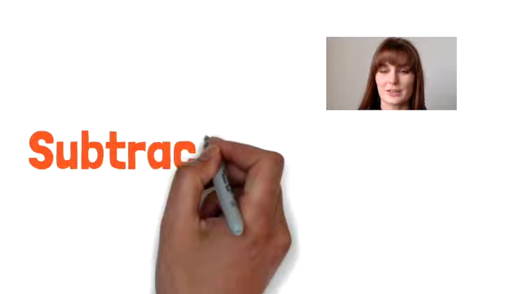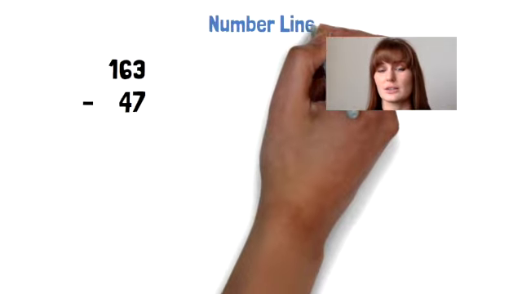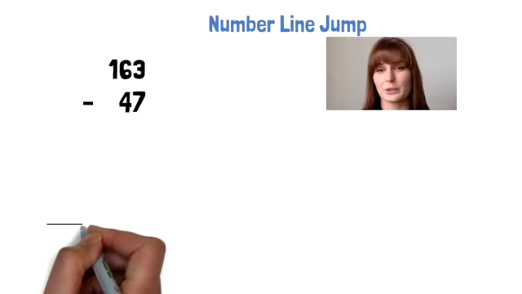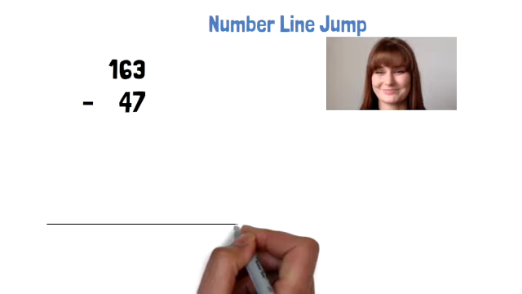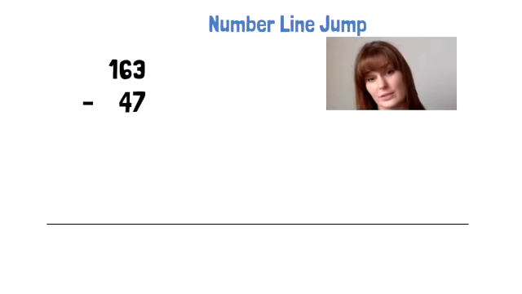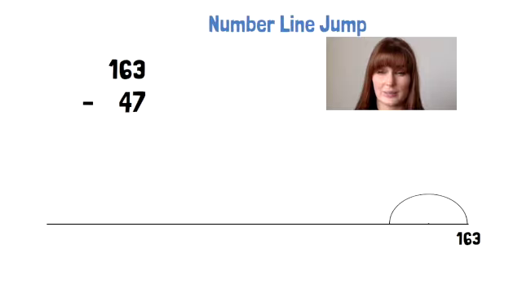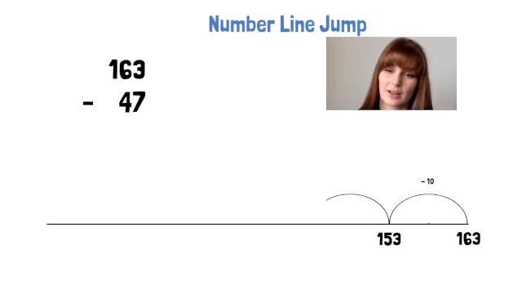One more subtraction strategy we can look at. If we take 163 take away 47, we can use the number line strategy just like we did with addition. We can draw our number line with a ruler, super straight. This time though, I'm going to put 163 on the end of the ruler because I'll be jumping backwards. I'm taking away. So I'm going to do my first jump, which is, I'm going to break it down into tens. I'm going to go back by 10. So 163 take 10, 153. 153 take another 10, 143.